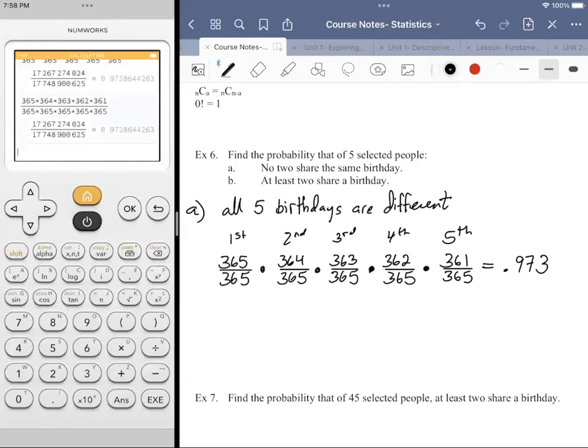Another possibility would be to use a permutation. All right. So I would say 365 P 1, 2, 3, 4, 5. For a permutation, it's the number you're starting with and the number of values you want in the product. So this is the start. And this number here is the number of values in the product.